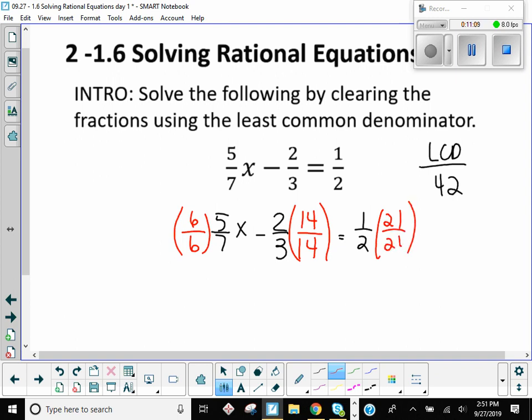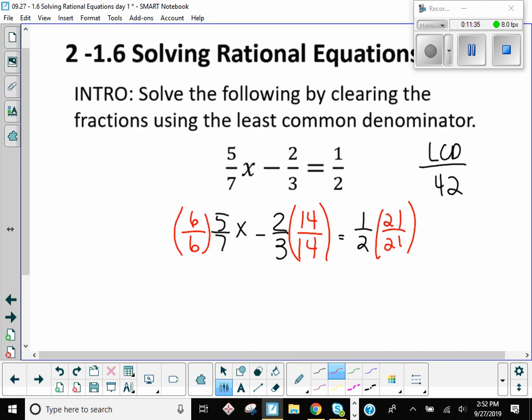And so here's where the method comes in for today. I'm not actually going to do this math right now. Like I could multiply across the top and bottom and get 30 over 42x. I could get 28 over 42. I could get 42 over 42. I could combine like terms, move stuff to the other side, and solve. But I'm not gonna. What I'm going to do instead is this process.